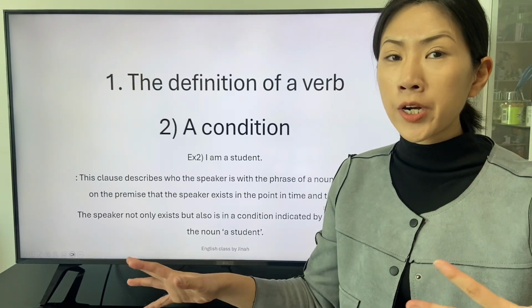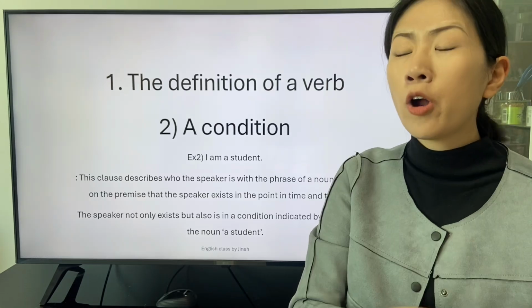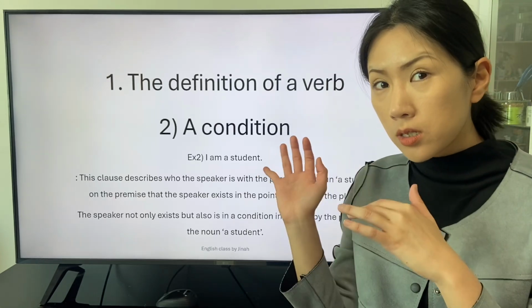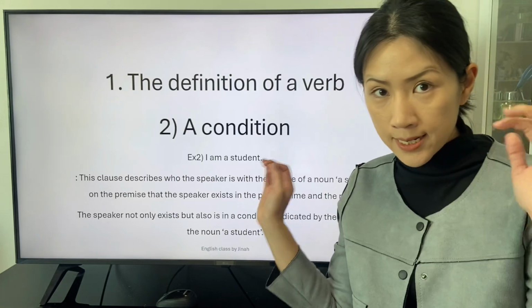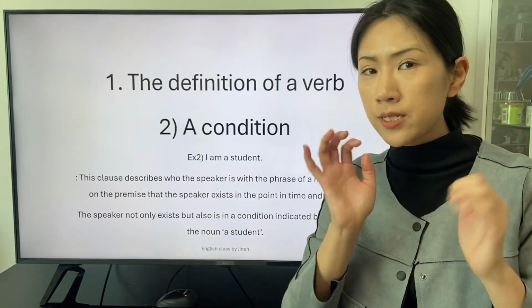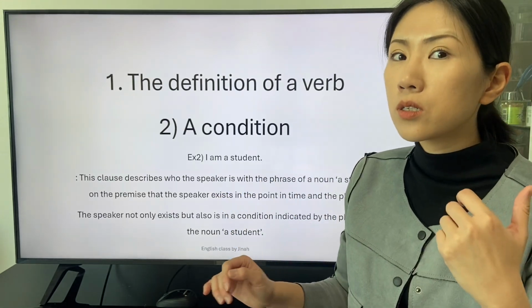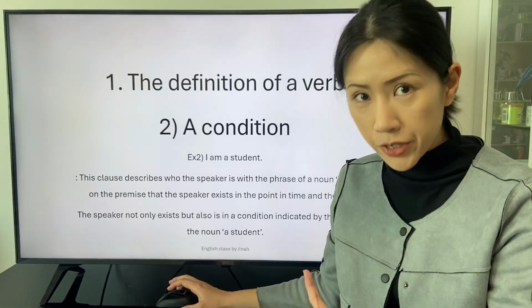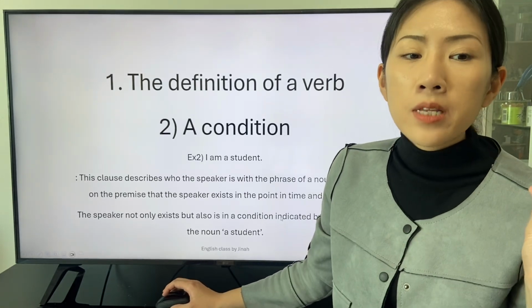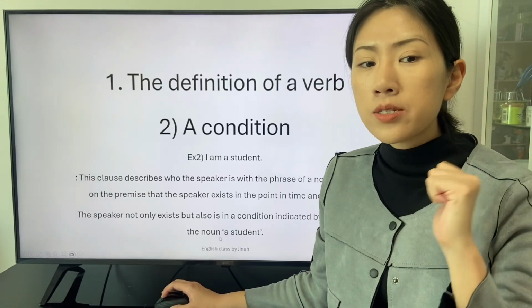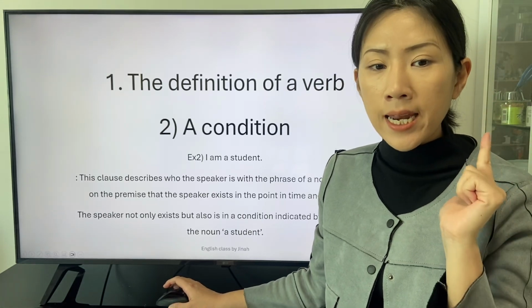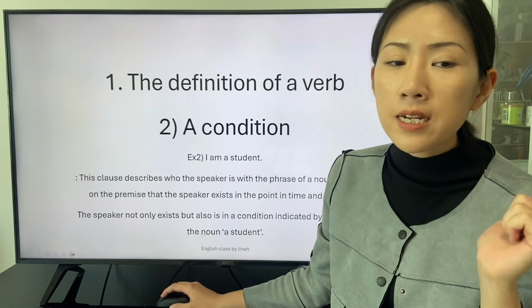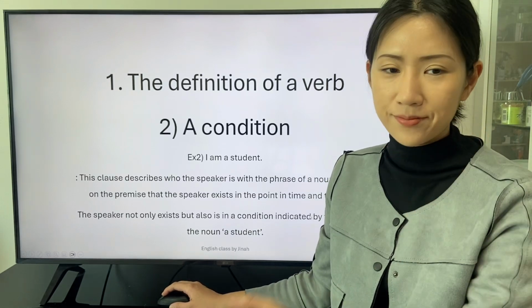After the speaker and the listeners are aware that the speaker as a subject exists, the speaker describes the condition of the speaker. The speaker not only exists, but also is in a condition indicated by the phrase of the noun of student.